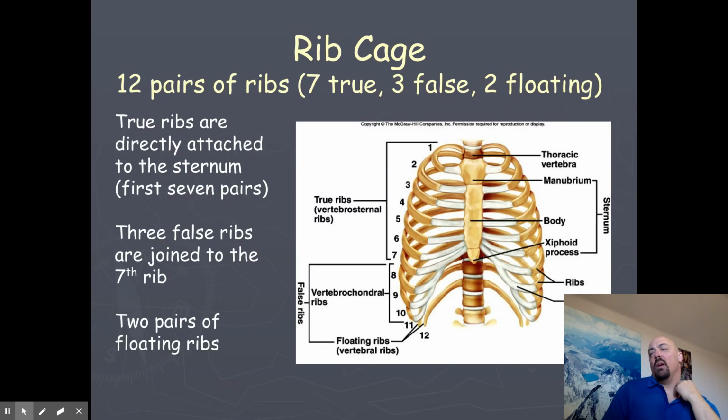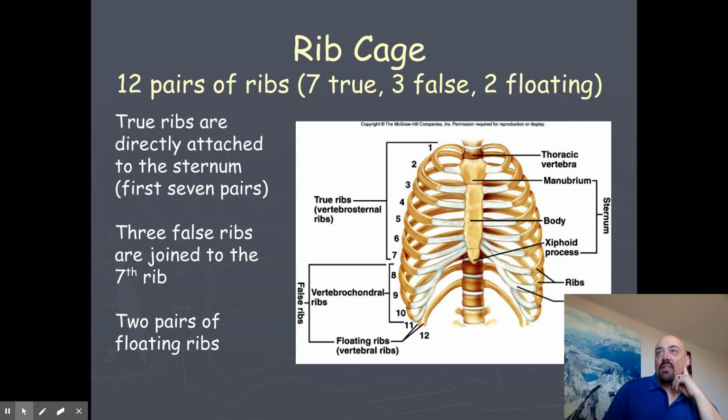Now, when we talk about ribs, we have 12 pairs of ribs. Now, one of my big issues is I always forget to call them pairs. So whenever I'm talking about the ribs, I say we have 12 ribs. So if I say we have 12 ribs, what I really mean is we have 12 pairs of ribs. And they exactly match right side versus left side. But they're not all the same.